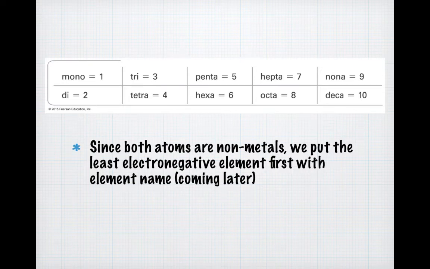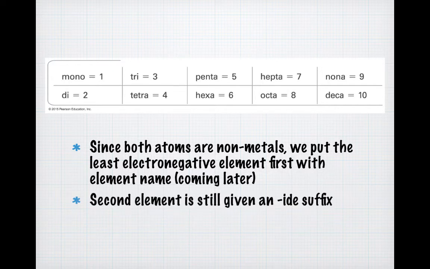Now, since both our atoms are nonmetals, how do we know which of those elements is going to go first in our chemical compound? In an ionic compound, we always put the metal first. Well, since these are both nonmetals, that doesn't help. So what we do is we look at a property that's called electronegativity, and we haven't learned that yet. It's going to come up in a future chapter, so for now, we're just going to leave it alone. But you put the least electronegative element first with that element name. And again, that's coming in a later chapter, so we don't have to worry about that just yet. And as we saw on the previous slide, that second element is still given an ide.